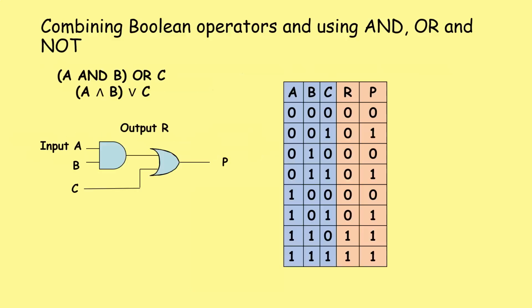Again, we've got something similar here. We've got A and B or C. So A and B are going into the AND gate. The output R plus another input C are going into the OR gate. And then we have P. And then again, we have the truth table here.